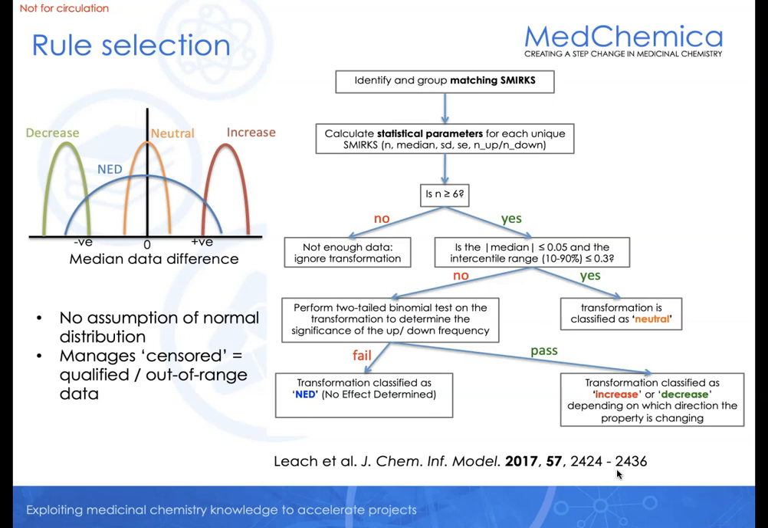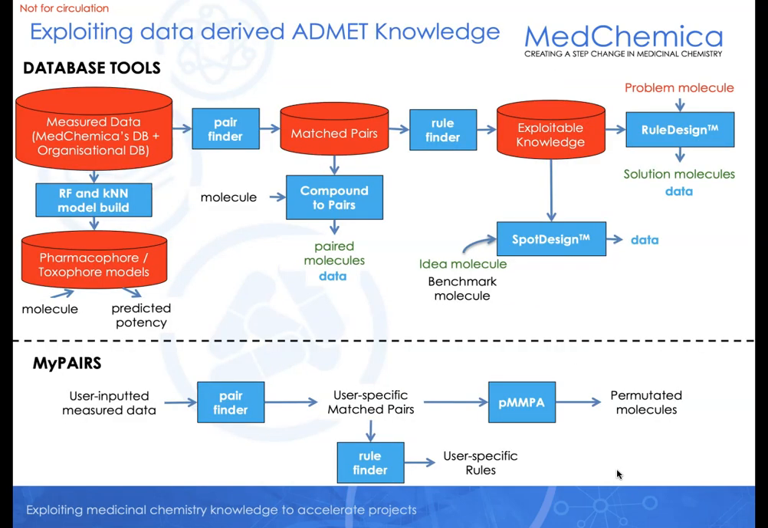Having built this database, how does MC Pairs use this knowledge? Here's a schema of the tools available in MC Pairs. Here is the database of compounds and data from an organisation that has been loaded up, cleaned and organised ready for analysis. We use high-performance computing to find all the matched pairs. The rule finder that we just described is applied to yield a database of exploitable knowledge.